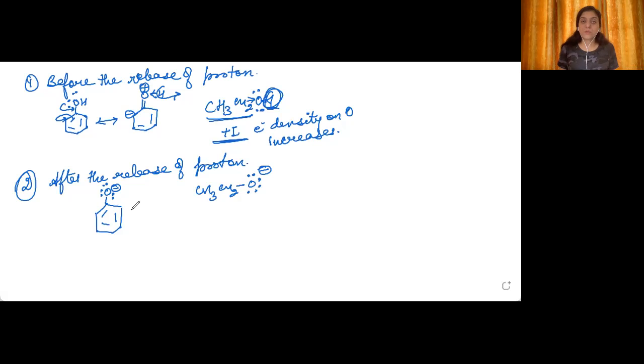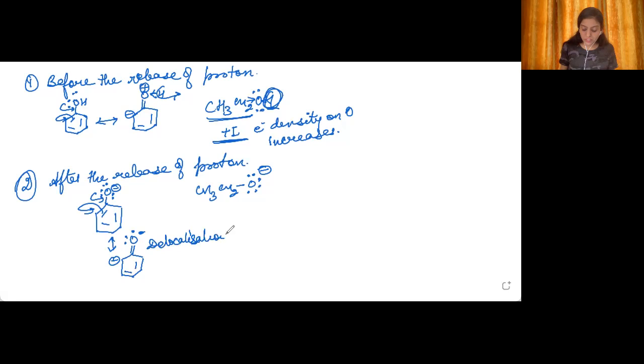Phenoxide ion is more stable because of the resonance. So I will draw one resonating structure here for you. You can draw all the resonating structures. You need to draw all the resonating structures. Okay, so what will happen? The negative charge which appeared on this oxygen atom after the loss of proton is now delocalized on the benzene ring. So there is delocalization of negative charge.